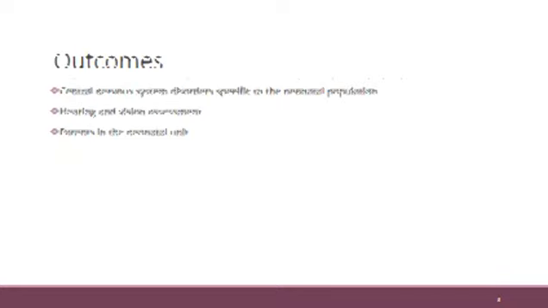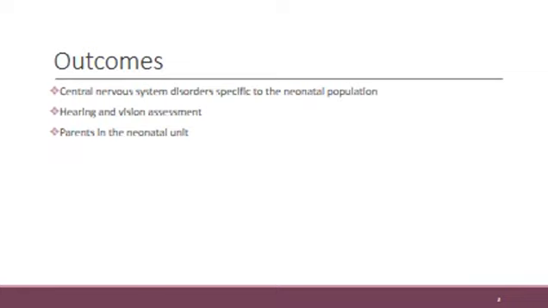Regarding the outcomes, we will be looking at the central nervous system disorders that are very specific to the neonatal population. Hearing and vision assessment is important both in preventative as well as to assess any complications that can occur during the neonatal period, especially due to iatrogenic interventions. And then we will say a few words about parents in the neonatal unit, as they are part of the multidisciplinary team in taking care of their babies.